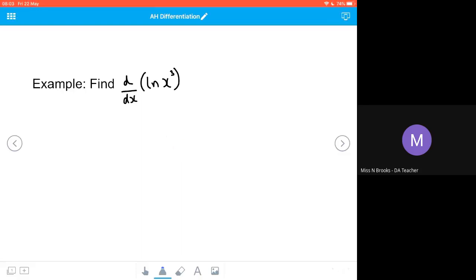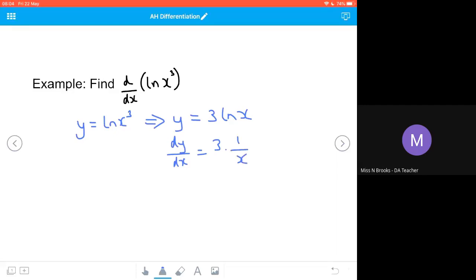Now we're going to find the derivative of ln x cubed with respect to x. So we're going to write that as y equals ln x cubed. And this is a power, so we're going to make that 3 a multiplier. So y equals 3 multiplied by ln x. The derivative of y with respect to x is going to be 3 multiplied by the derivative of ln x, which is 1 over x. And then we're going to simplify it. So the derivative of y with respect to x equals 3 over x.